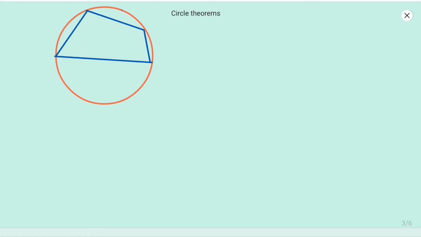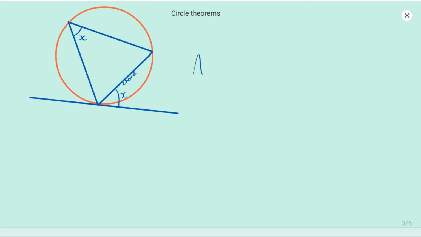Or the cyclic quadrilateral, making sure that all of those vertices of the quadrilateral actually touch the circumference of the circle. And then we have the rule that if we have the angle here, then this is going to sum to 180 with its opposite. And so we get this relationship where we have 180 take away that angle. You could say that they both add up to 180.